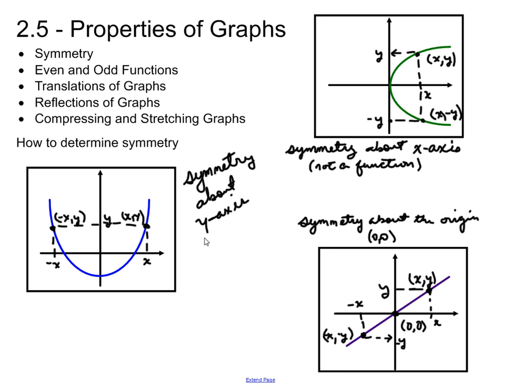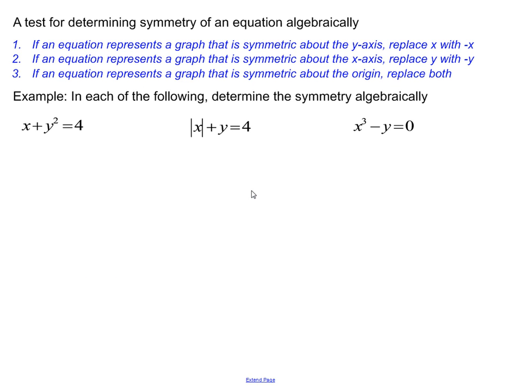So these symmetry properties we can use to help us determine symmetry of a graph of a function without even having to draw the graph. So that's the question. How do we do that? Well, in this particular case, let's check it out. If an equation represents a graph that is symmetric to the y-axis, we can test it by replacing x with negative x and see what happens.